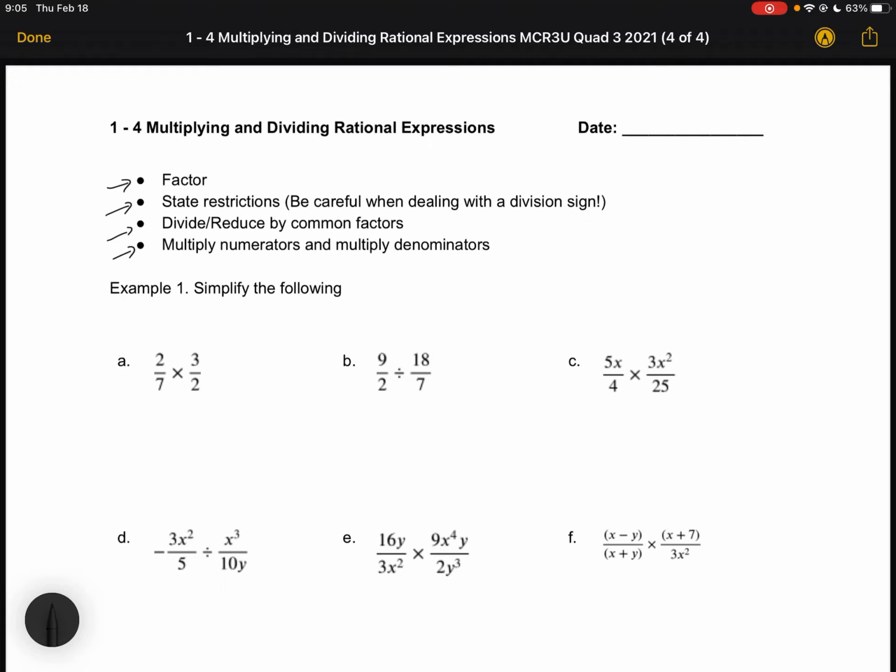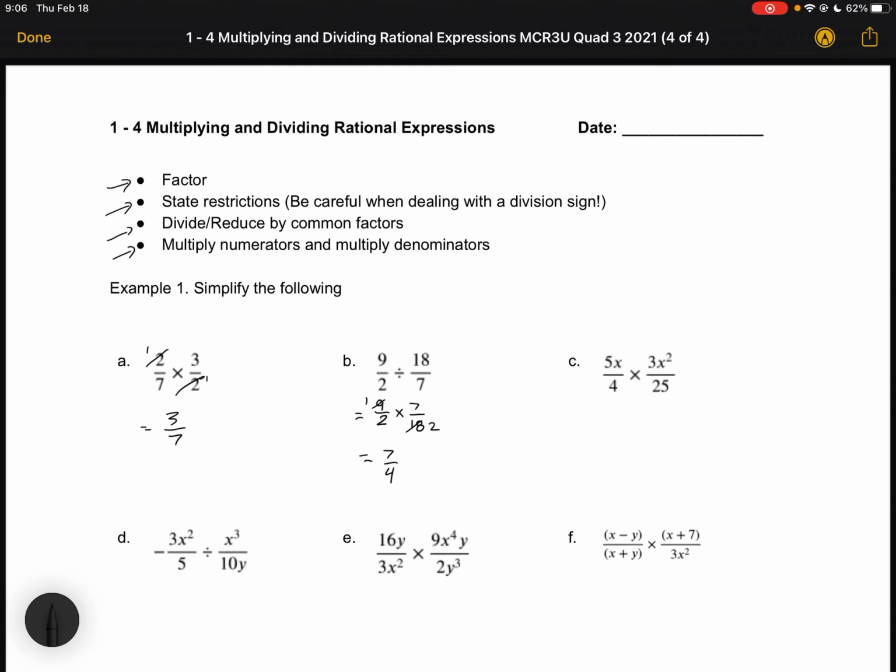So in A, I'm going to simplify here. The first thing that I'm going to notice is that I can reduce across diagonally by dividing the top and bottom by 2, which is going to leave me with 3/7. My next example, I've got 9/2 divided by 18/7. I'm going to remember that when I'm dividing fractions, I'm going to invert and multiply. And then I'm going to check and see if I can reduce before I multiply across. Noticing that I've got 9 and 18, I can reduce that to a 1 and a 2. And then I can multiply the tops together and the bottoms together to give me 7/4.